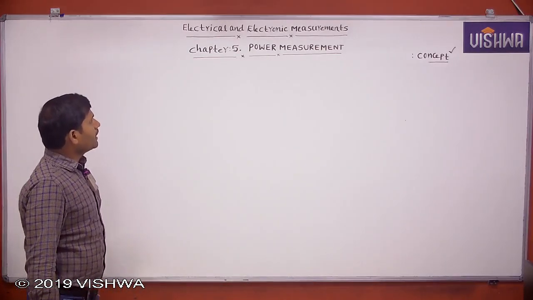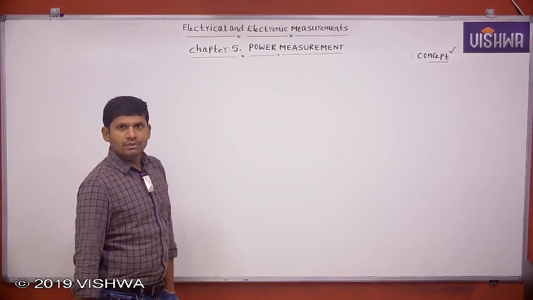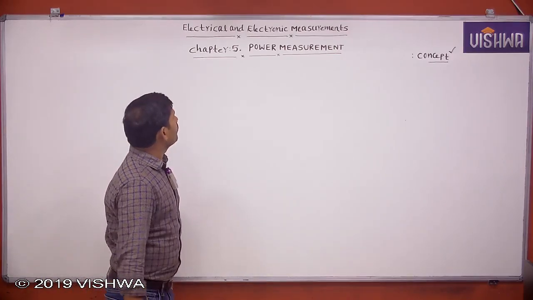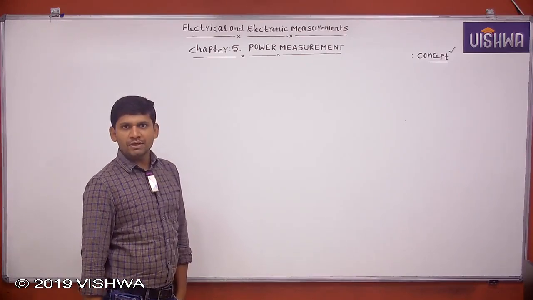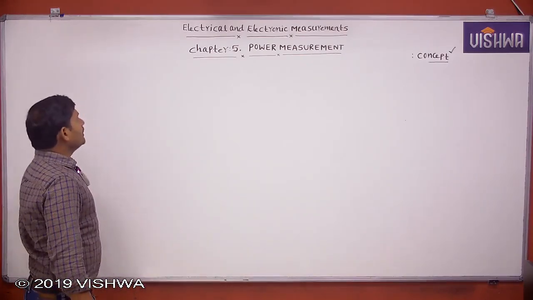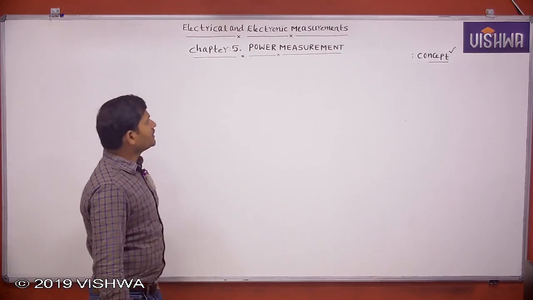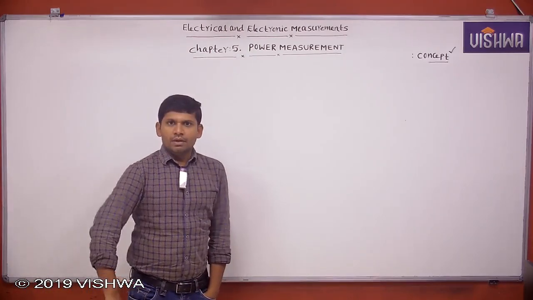The subject is electrical and electronic measurements. Till now I discussed 4 chapters based on this measurement subject. Then the 5th chapter is power measurement. Okay, this is important.